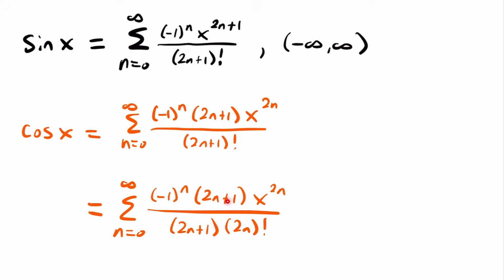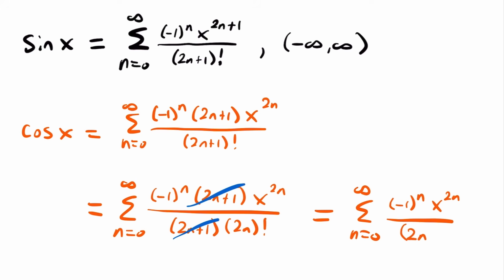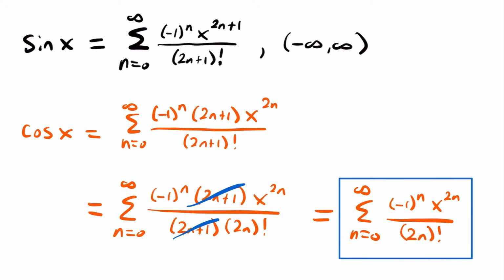And now we have 2n plus 1 in the numerator and denominator, and so those will cancel out, which leaves us with the sum from n equals 0 to infinity of negative 1 to the power of n times x to the power of 2n divided by 2n factorial. And this right here is the Maclaurin series that would represent cosine of x. All right, and this would be defined for the same values of x. The interval of convergence for cosine would also be negative infinity to infinity.